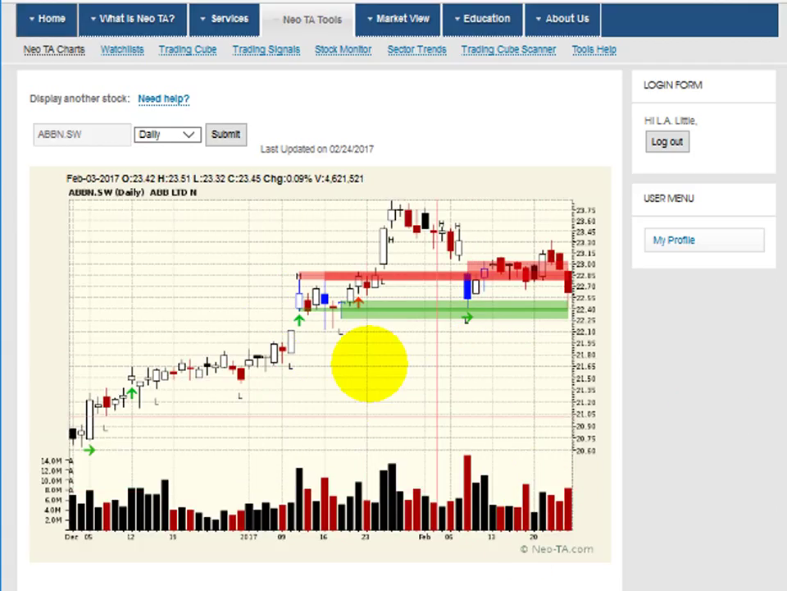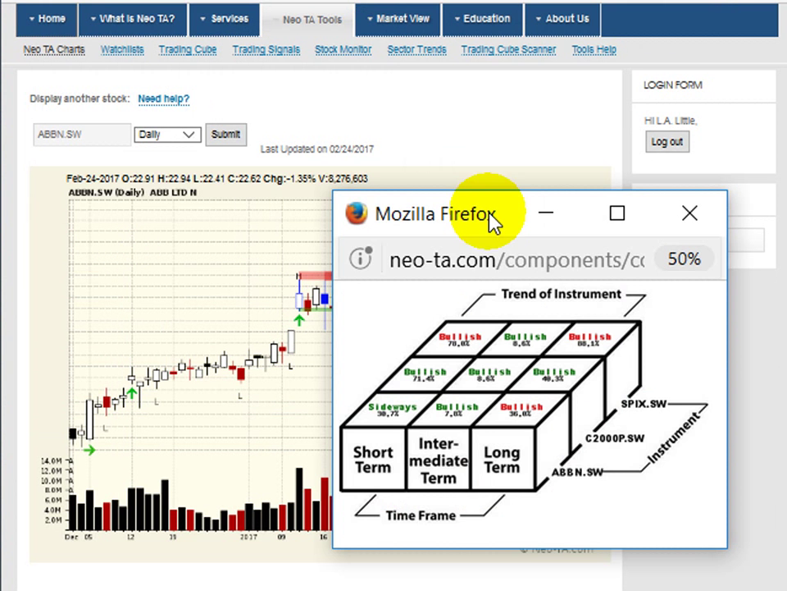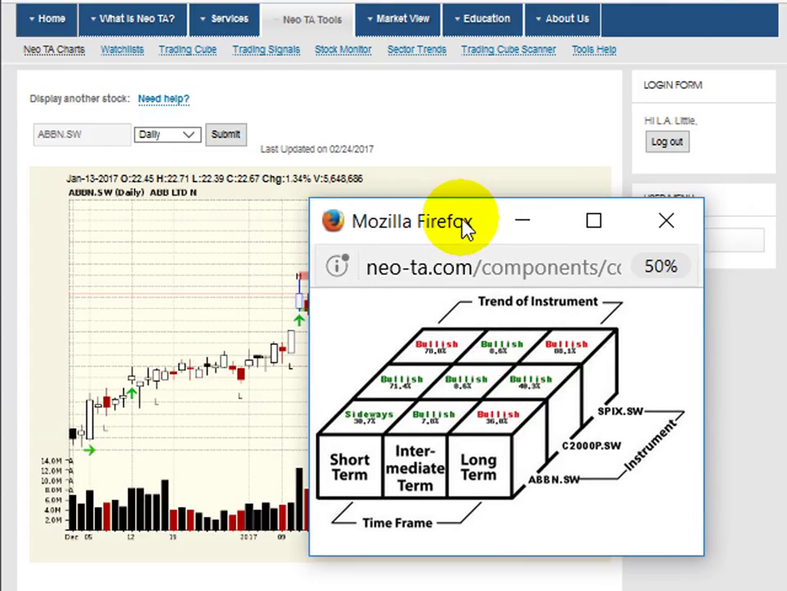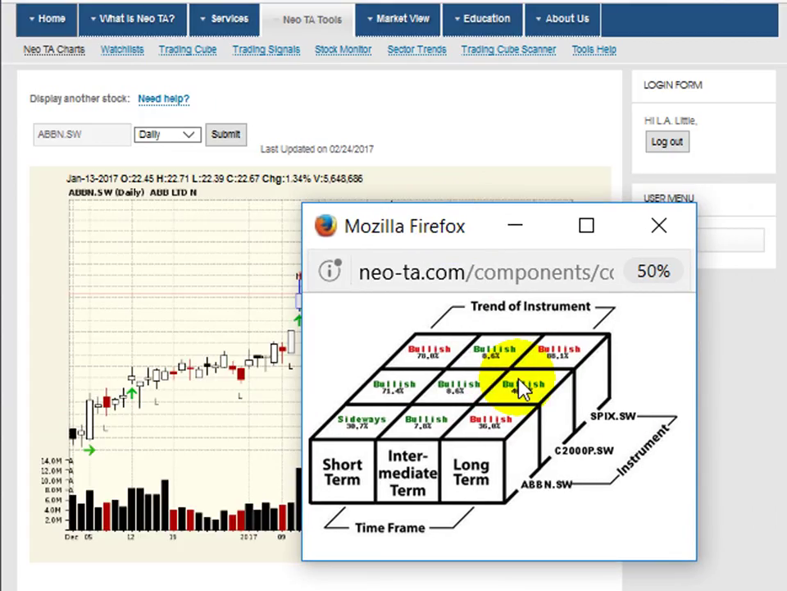The first thing I want to do is know what the trends are. If I click here, there's a link there on the time frame. That will pop up your trading cube, and you can see what the trends are on all the time frames if you're looking at just one of them. So I can see this is sideways, bullish, and bullish. The sideways is already very extended. The bullish is young. It's only 7% extended.